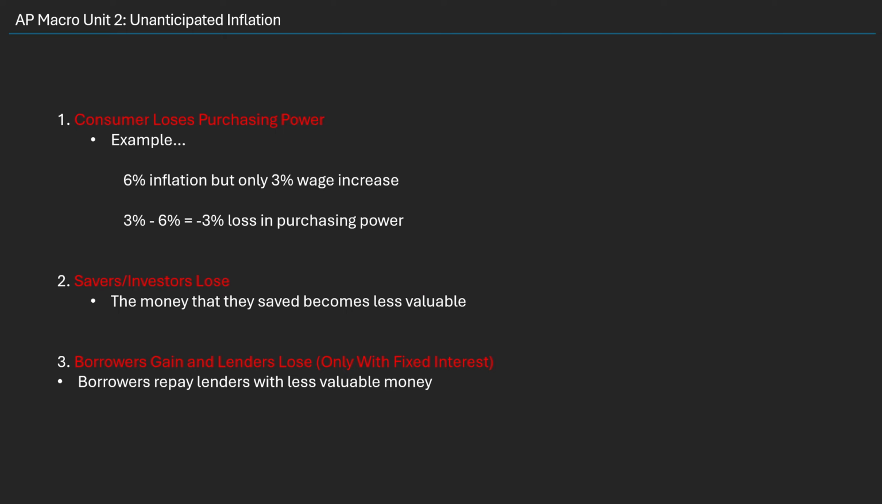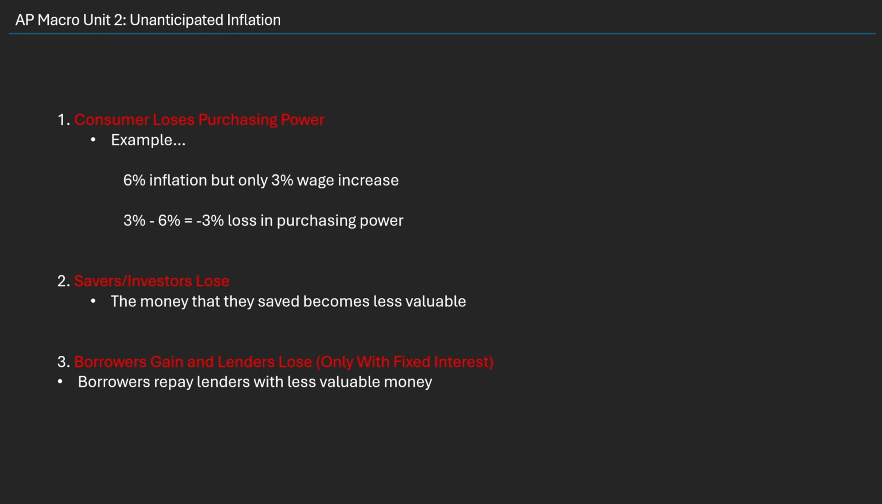There are 3 consequences to unanticipated inflation. Number 1, the consumer loses purchasing power. An example of this is if there's 6% inflation in a year, but someone's wage only increases 3%, then you use the equation from last slide. 3% minus 6%, that's negative 3%. So it's a loss in purchasing power.